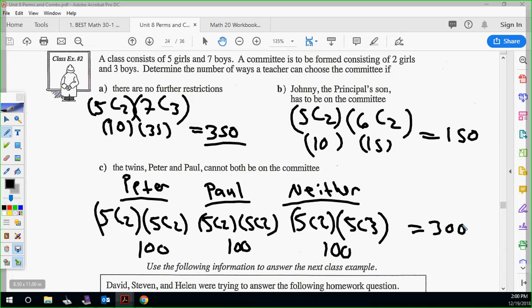Which makes sense, okay? Because pretty much we just can't have them together. Them being together is actually probably a rarity, okay? Which it is that there's only 50 ways they can be together. Does that make sense? Well, how did I get there's only 50 ways? Because remember, there's 350 total. So there's only 50 ways that Paul and Peter would be together. Say that again.